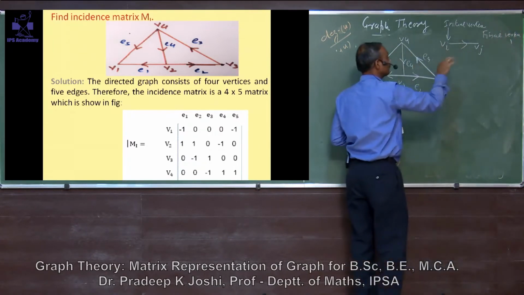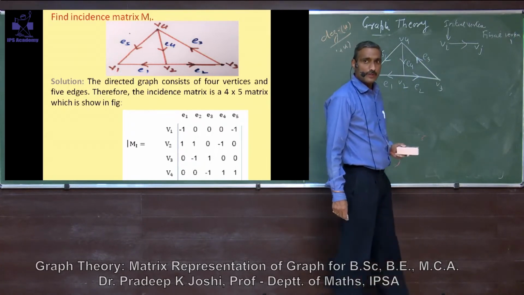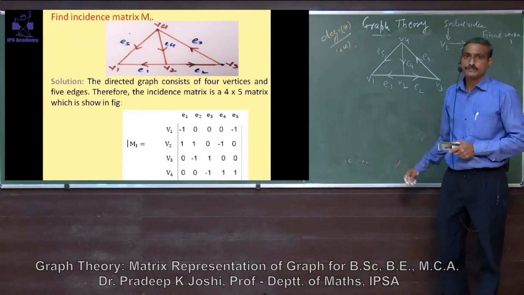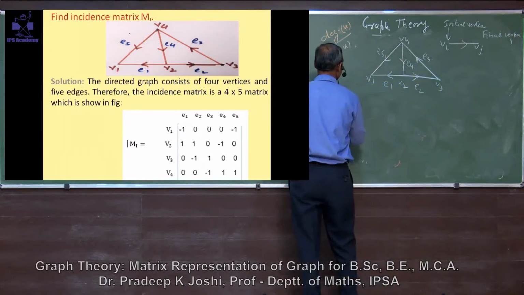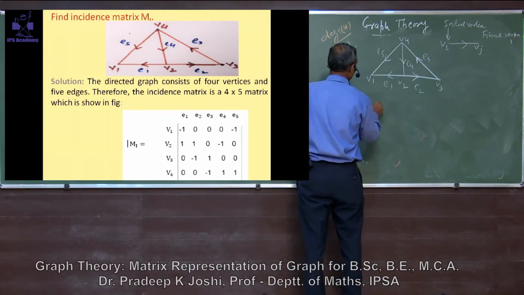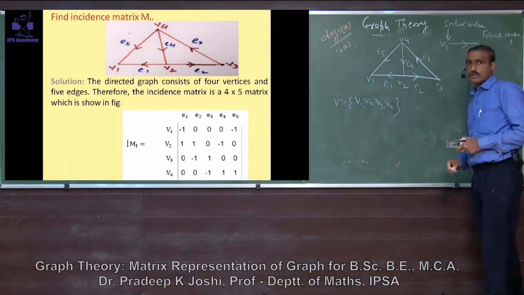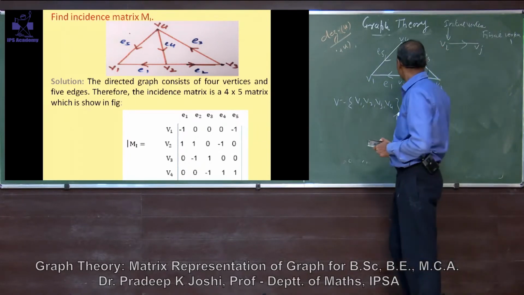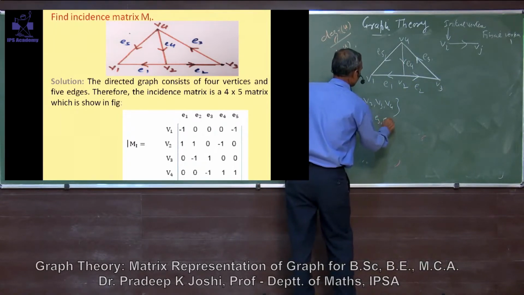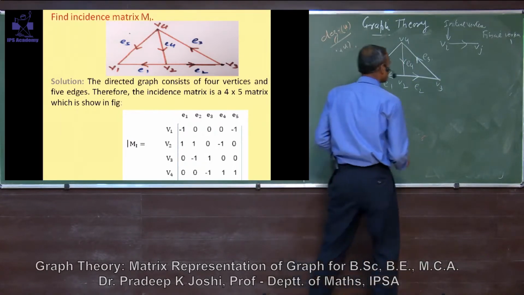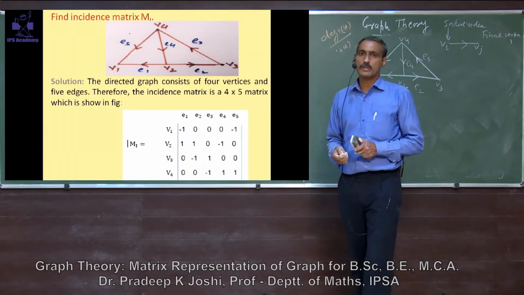If the direction is from Vi to Vj, then Vi is the initial vertex and Vj is the final vertex. Just to see the example here: the directed graph consists of 4 vertices. The vertex set for this graph is V1, V2, V3, V4, and the edge set is E1, E2, E3, E4 and E5. Then the order of the matrix will be 4 by 5. N is 4, M is 5, so the order of the matrix will be 4 by 5.